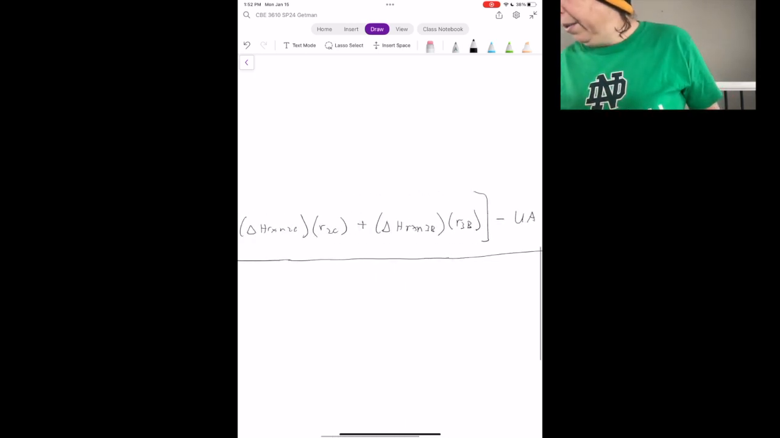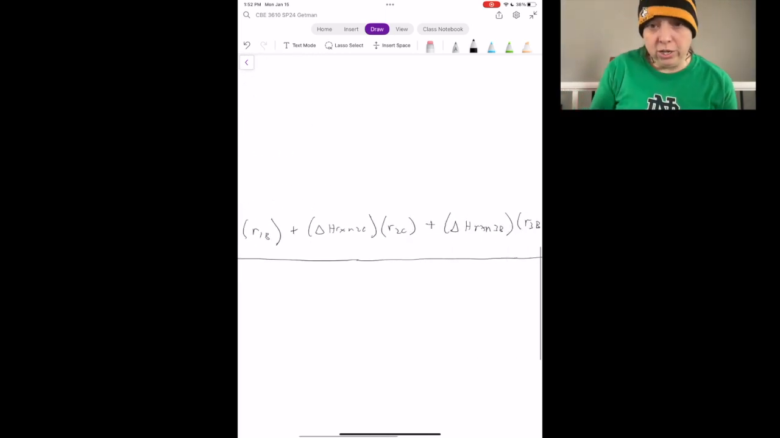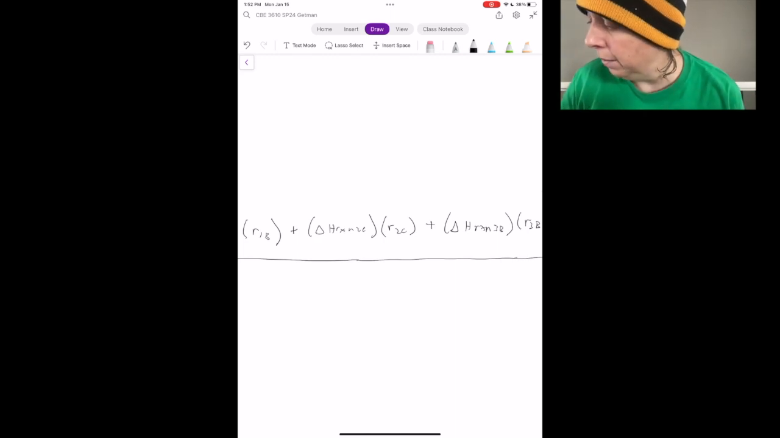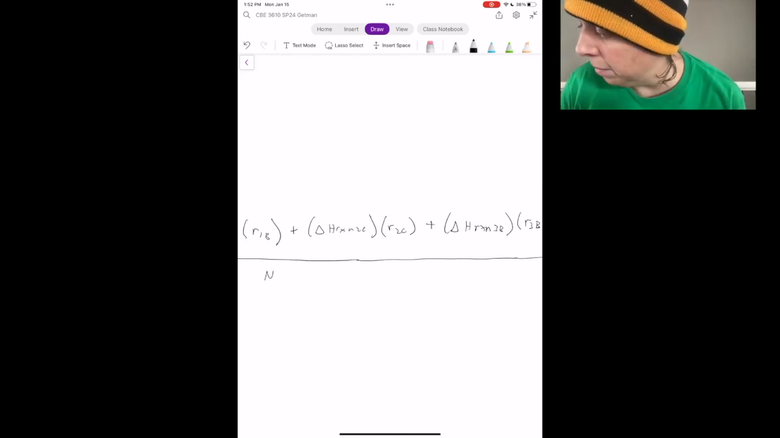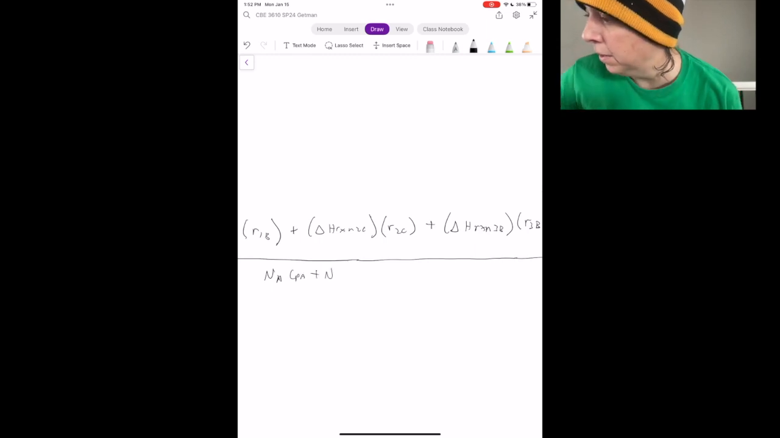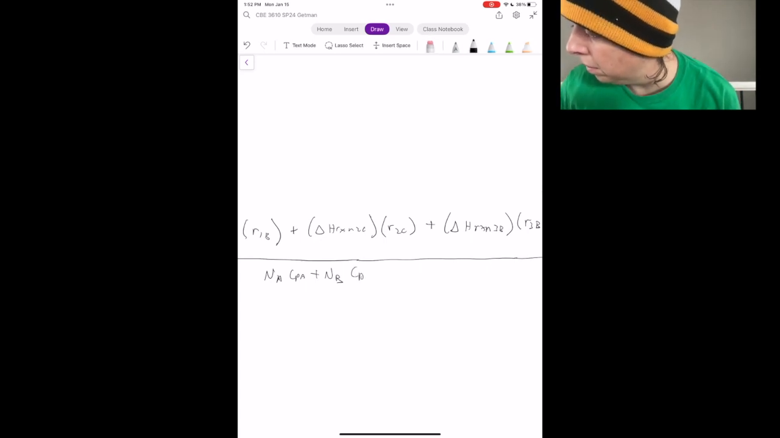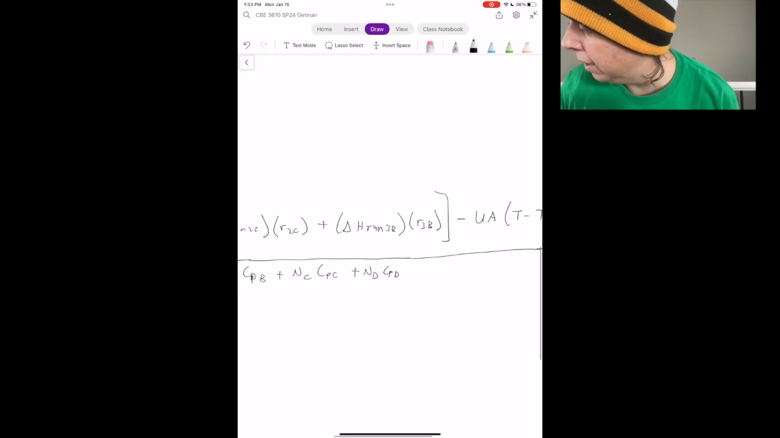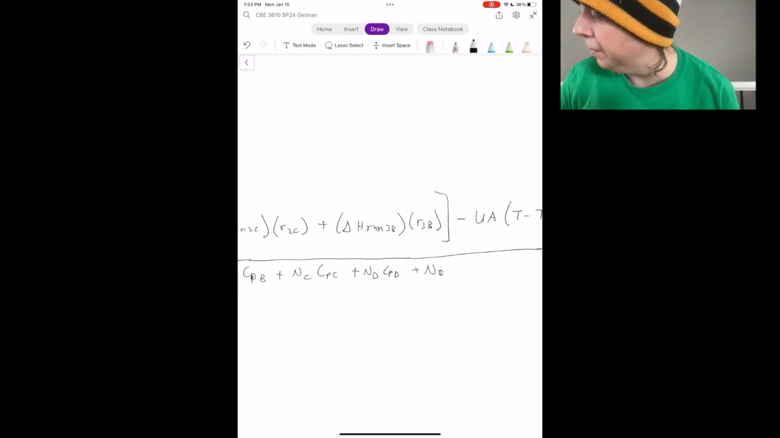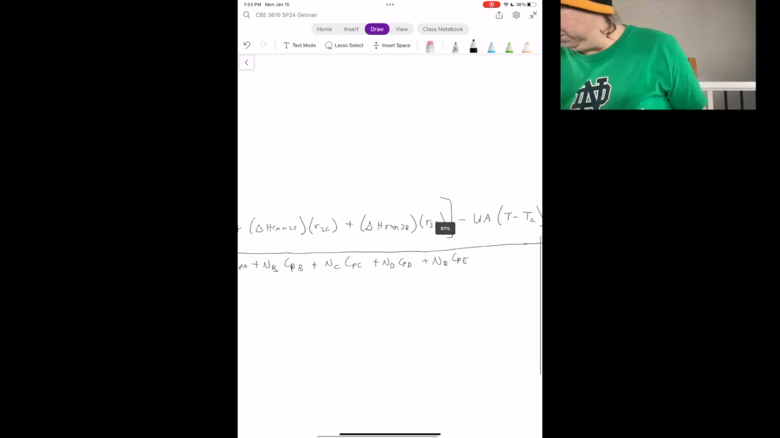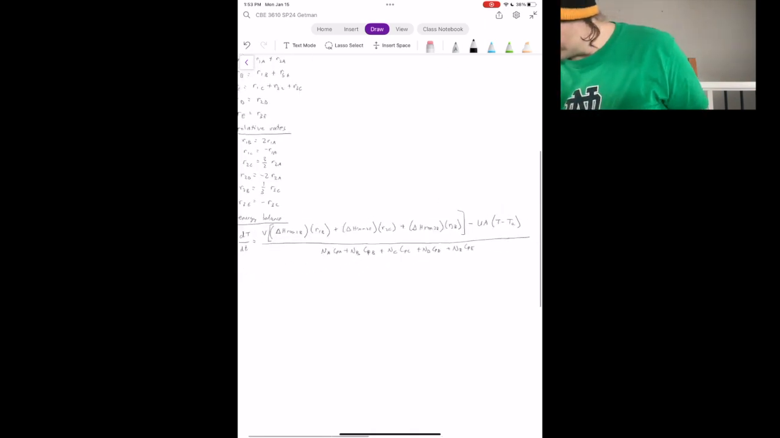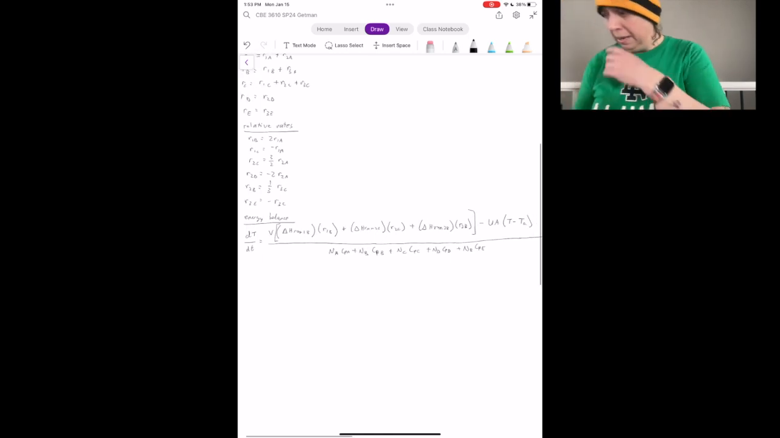Okay, in the denominator, I'm going to have my sensible heat changes, and that's basically the number of moles of each species times the heat capacity. So that's going to be NA times CPA plus NB times CPB plus NC times CPC plus ND times CPD plus NE times CPE. Let me zoom out here to show this whole equation. So this is my energy balance expression.